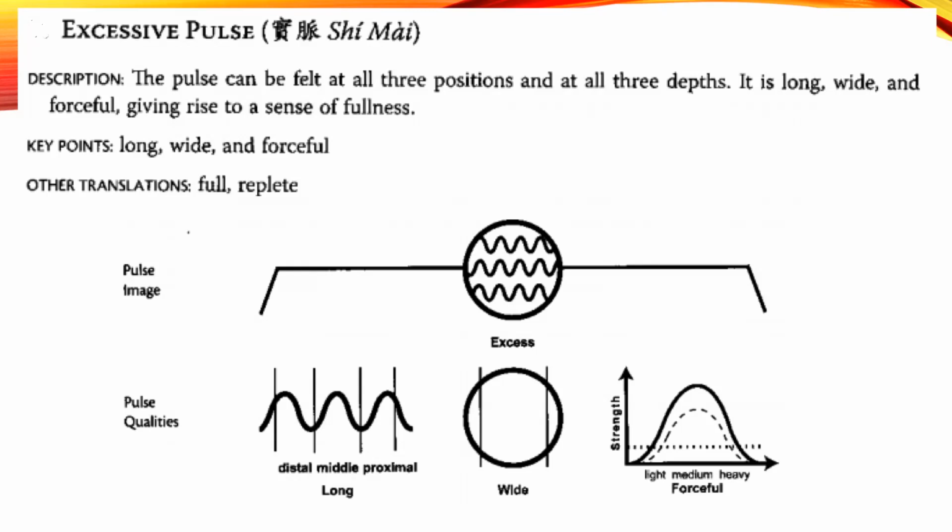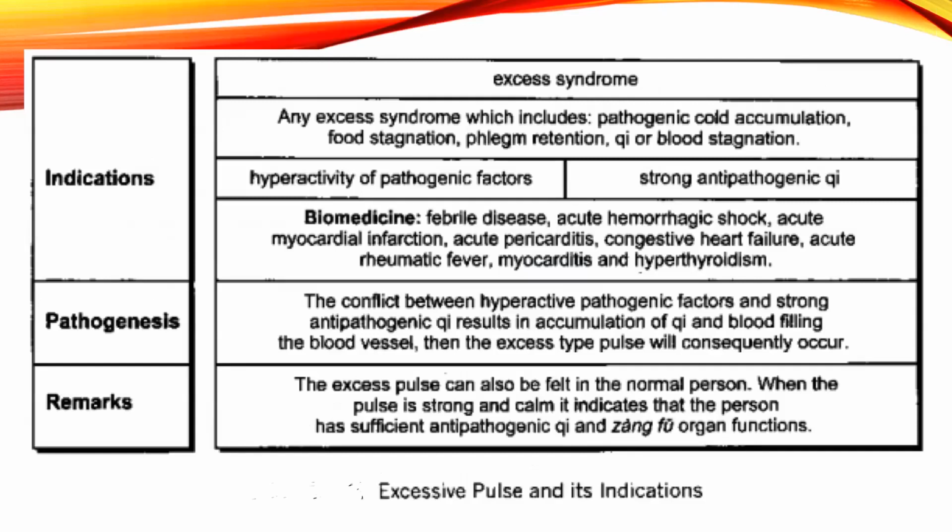Sobrang malakas siya sa lahat ng level mararamdaman nyo. Then yung qualities niya: distal, middle, proximal. Pag ginalaw nyo yung pagkapatong ng fingers, then i-move nyo distal, middle, and proximal, nararamdaman po ninyo lahat yan. Yung strength niya talagang malakas, halos ramdam ninyo yung pitik dun sa dulo ng inyong mga daliri. So, excessive syndrome indication po nito. And excess syndrome, which includes pathogenic cold, accumulation, food stagnation, phlegm retention, or chi or blood stagnation.